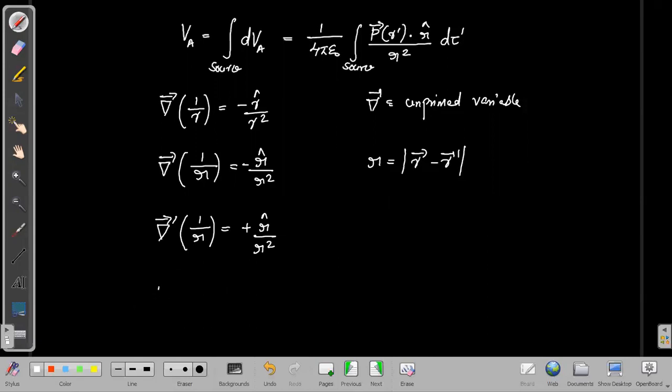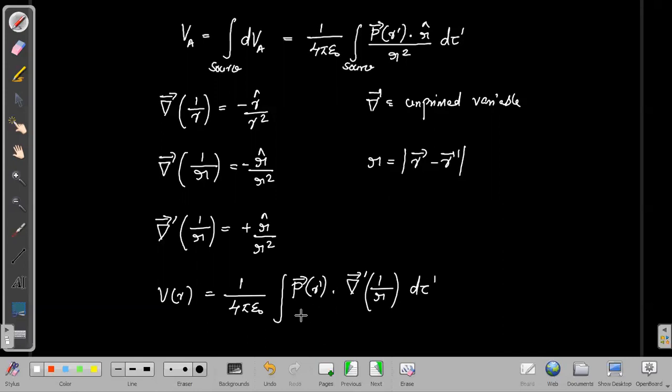Okay, so the expression for the potential at point r, I can write 1 by 4 pi epsilon 0 integral, the polarization as a function of r prime, dot del prime 1 by script r, d tau prime. Okay, so we need further modification.